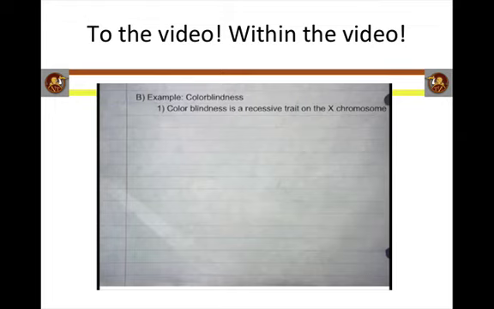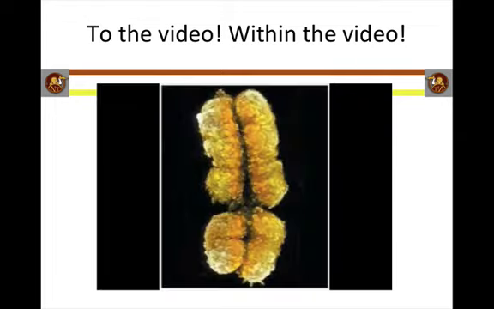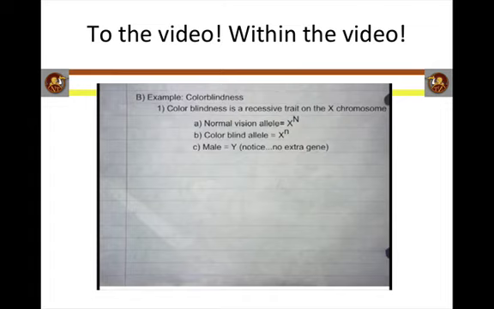Example, color blindness. Color blindness is a recessive trait on the X chromosome. Color blindness will always live on the X chromosome, never on the Y. Remember, it's too small. In people, we could have the normal vision allele, which is X big N, the colorblind allele, which is X little n. Notice color blindness is recessive, or Y. Notice Y doesn't get a hat because it's too little.